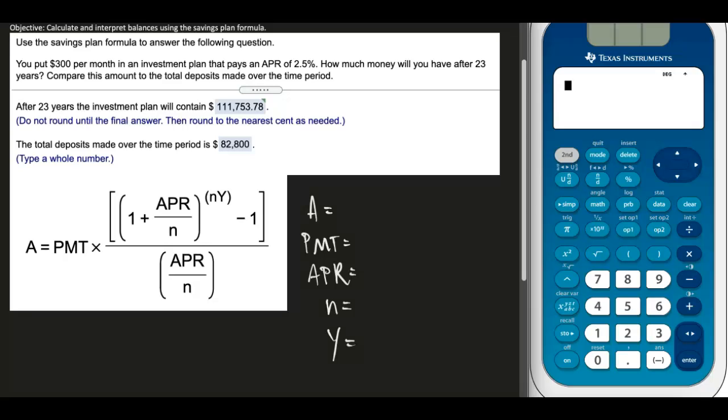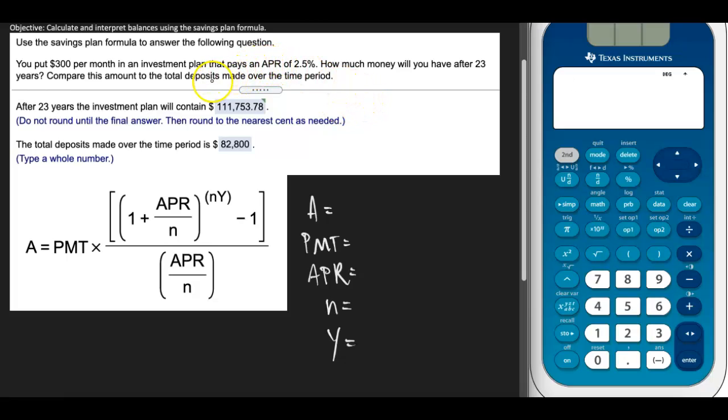We're going to use the savings plan formula to help us answer this question. And if you haven't already, take a moment to pause to read through all of the parts. So the first thing I did was I have attached here that savings plan formula because that's what we're going to be using. And the next thing I want to do is identify all of the variables within that formula that are present in this problem.